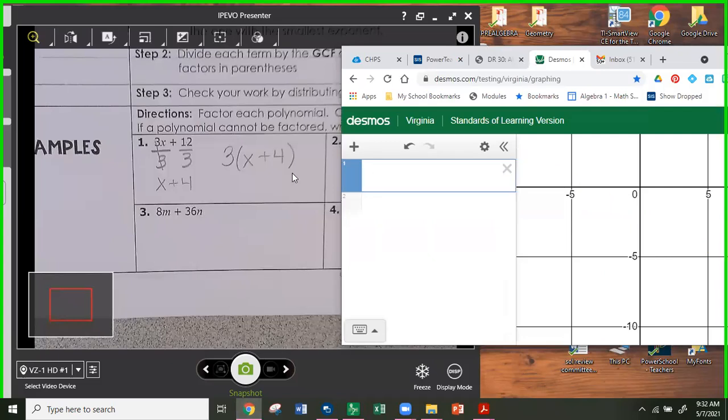All right, we're going to make a table, just like we did before. Okay, and this time when I back out of my y, I'm going to do 8 divide x1. And I'm going to have a new column, and I'm going to do 36 divide x1.